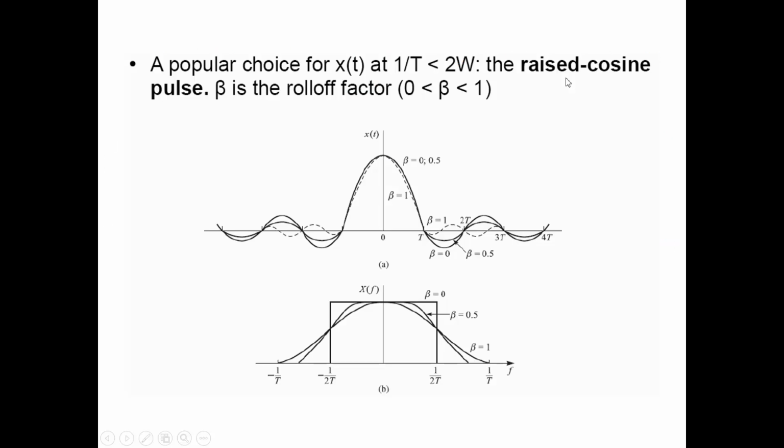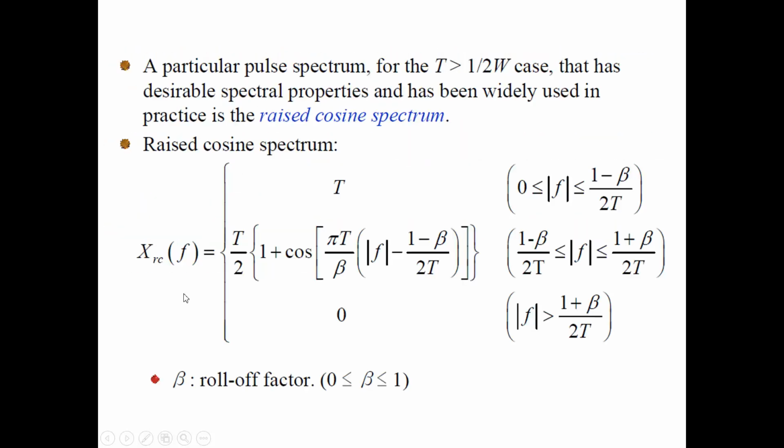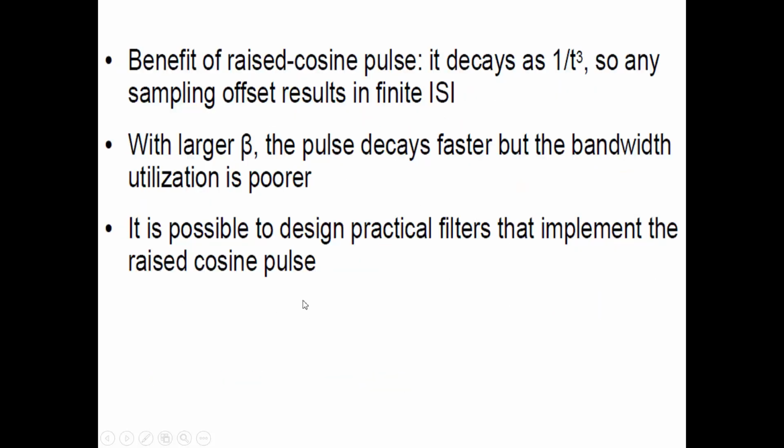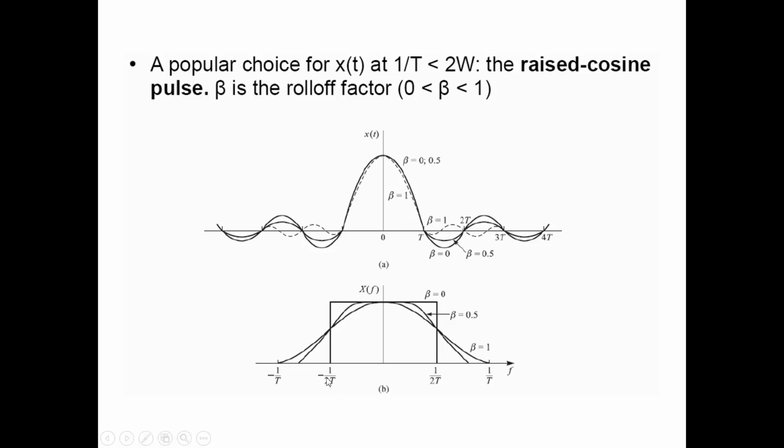Now, the benefit of the raised cosine pulse. Well, let's look at the raised cosine pulse first. Then we will come to the benefit part. A popular choice for this case is the raised cosine pulse, where beta is the roll-off factor, of course. That's the formula I have given to you, and this is the spectrum, the frequency domain spectral characteristics of the raised cosine pulse.